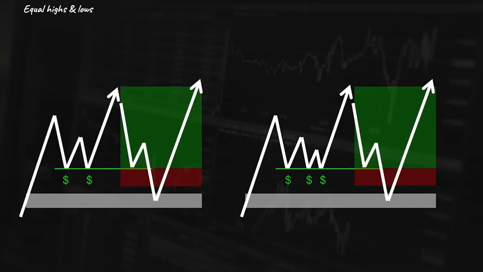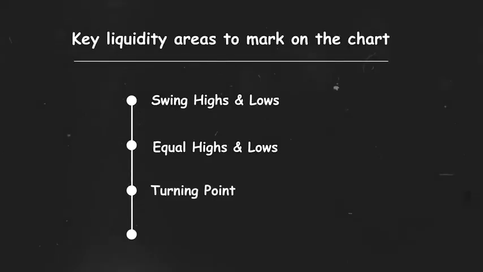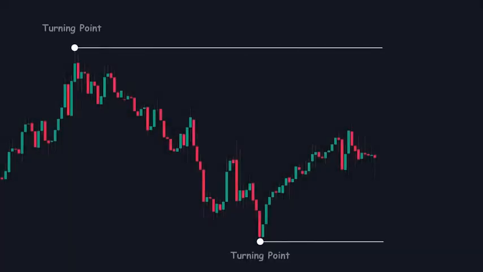Next, let's talk about another key liquidity zone: turning points. Turning points are areas on the chart where the price changes direction after a long-term trend. These levels are often seen by the market as overbought or oversold, which increases the likelihood of a reaction when the price revisits them. They hold significant liquidity because they attract attention from both retail and institutional traders.